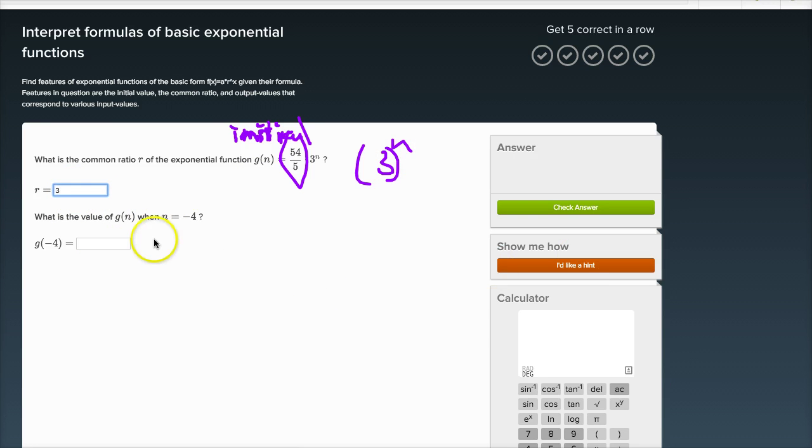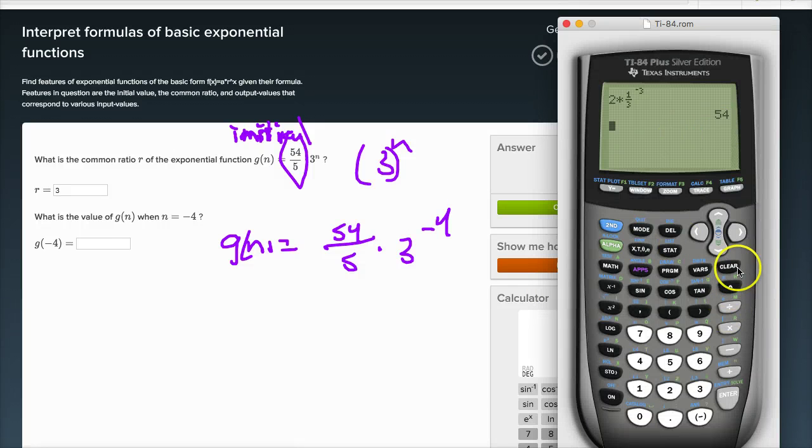And then, what is the value of g sub n when n is negative 4? If they say g sub n is this, then you have to figure out what number goes in place. But in this case, they just want to know what happens when I substitute in negative 4 as an exponent. And the quickest way to get that is just to try it.